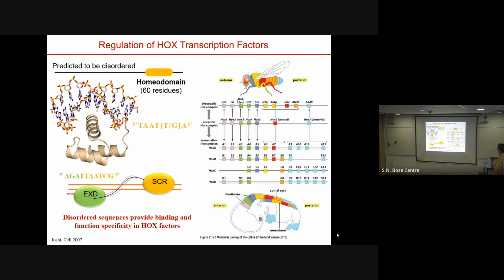Okay. So what is this protein, Hox protein? In human, we have 39 Hox proteins, and they are separated on 4 different chromosomes. Typically, they are responsible for the body plan of bilateral vertebrates. We are bilaterally symmetrical.